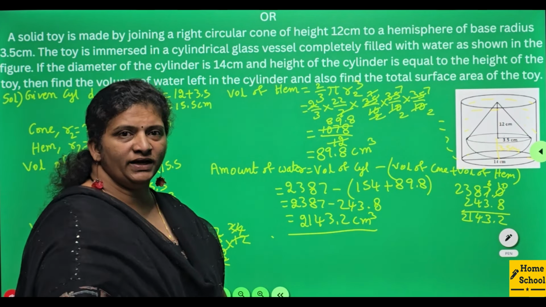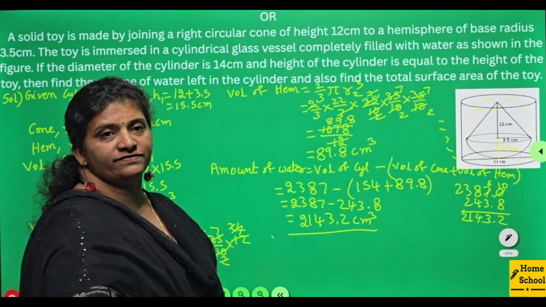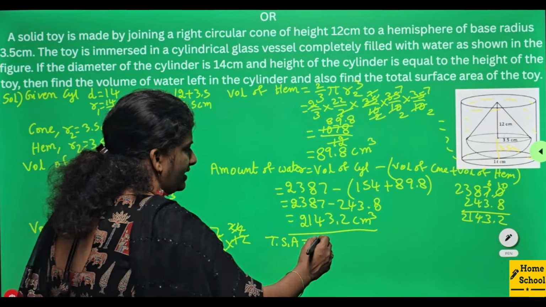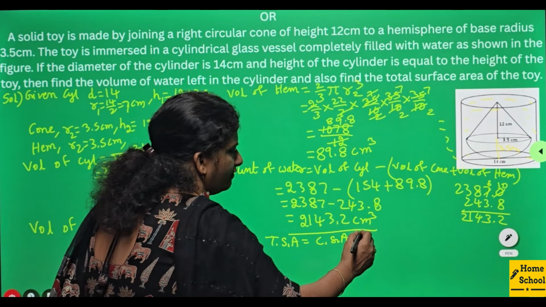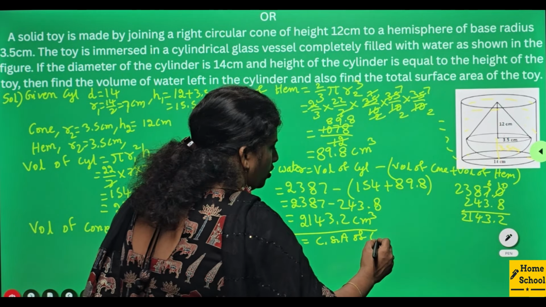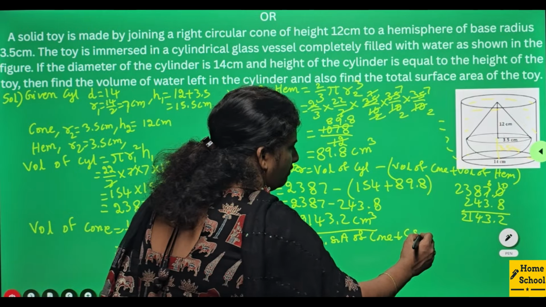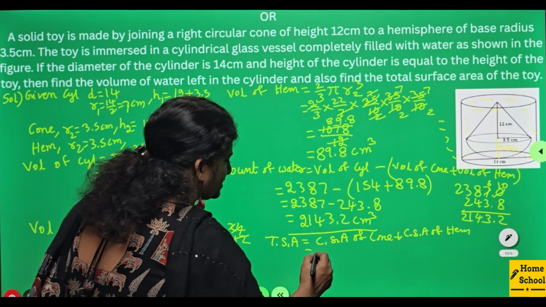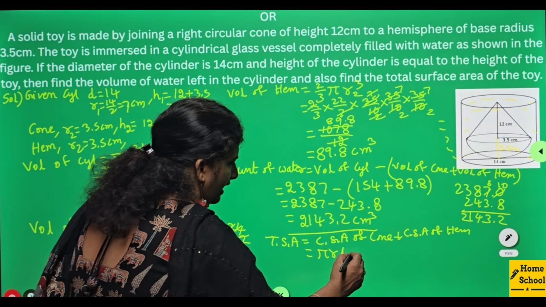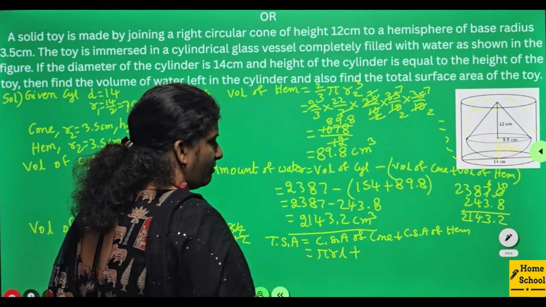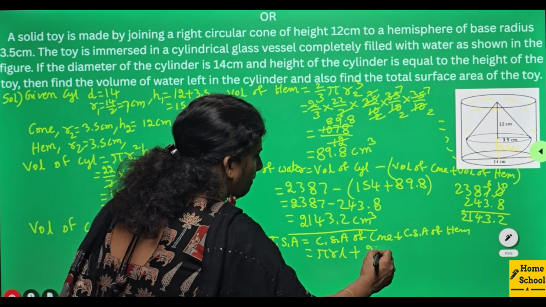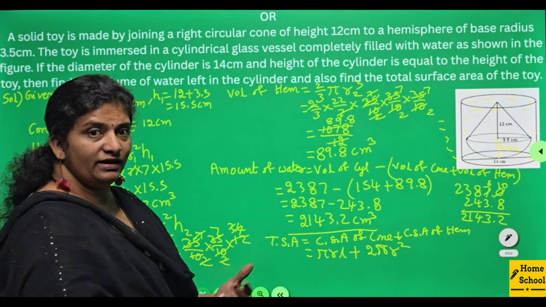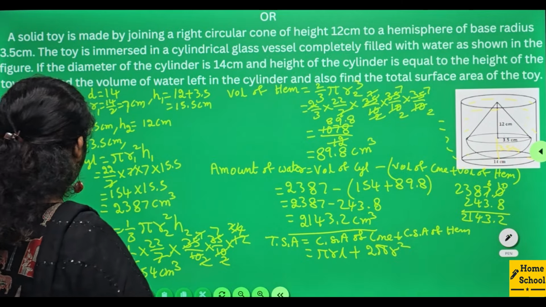Is the problem complete? No, we need to find the total surface area of the toy. So the total surface area of the toy formula is CSA of, what all you can see there? Cone plus CSA of hemisphere. Formula is CSA of a cone is pi r L plus CSA of hemisphere is 2 pi r square. So we need to find L. So let's move to the next page.